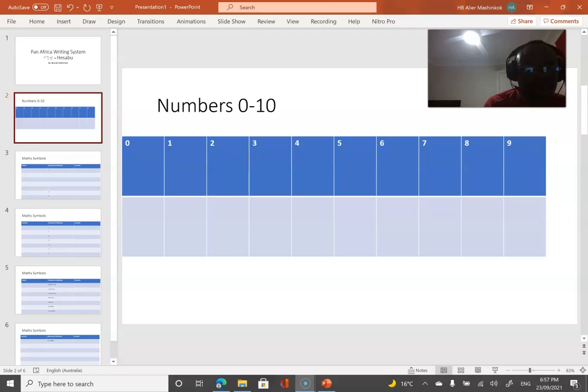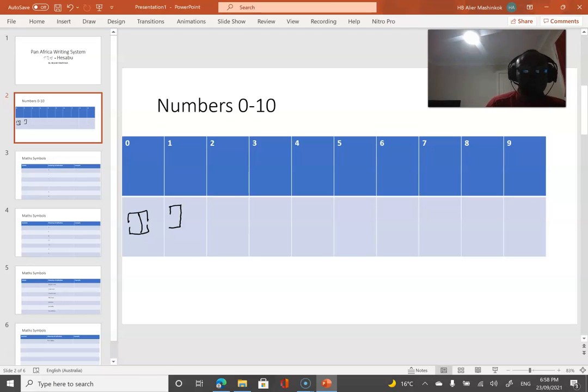So with zero itself, we write it this way. So we have that, and we have that like that. We have that like this. So that's zero actually. Sifuri. So with one, which is moja, we're going to start to write it this way. So we will have that like that. That is one. That is number one.